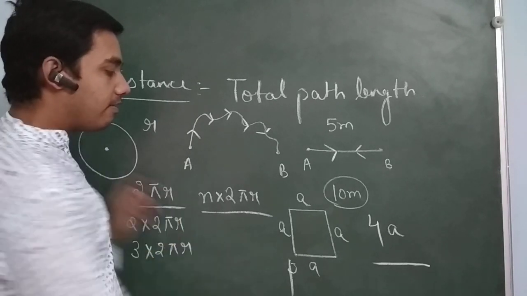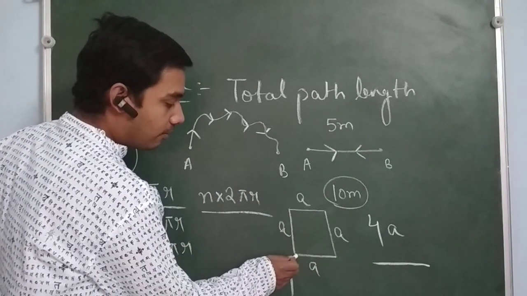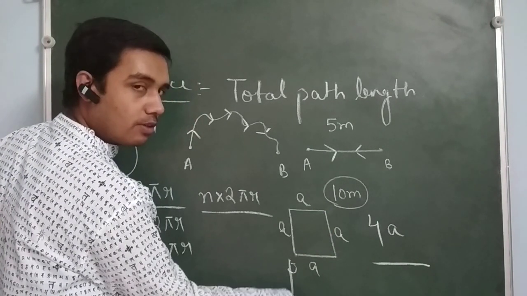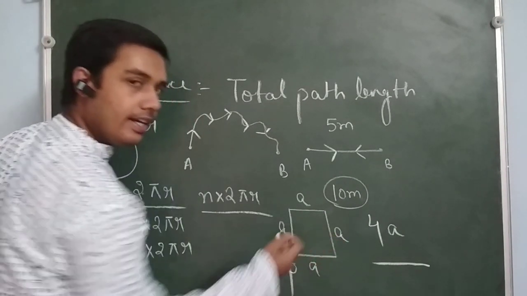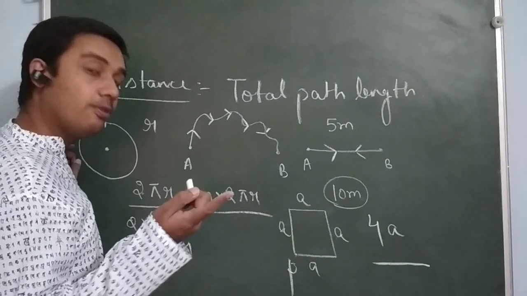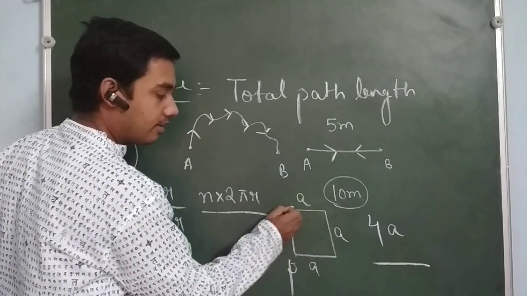Suppose I am traveling half of the length of the square. Half of the length matlab from P to this point and then to this point. In this case, what will be the distance? A plus A, 2A. Suppose I am traveling 3/4 length, matlab 3 parts. One part, second part, third part.